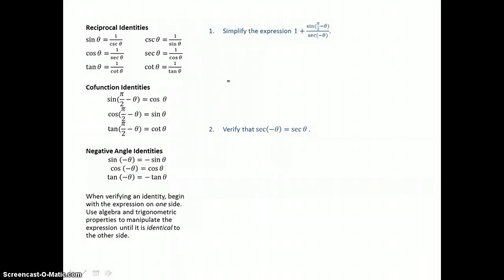Okay, in the next example, we're going to simplify an expression and create one function. So I look at that numerator. In that numerator, we have a half angle. So I'll replace that sine of a half angle with a cosine of theta. And in the denominator, I have a secant of a negative theta.